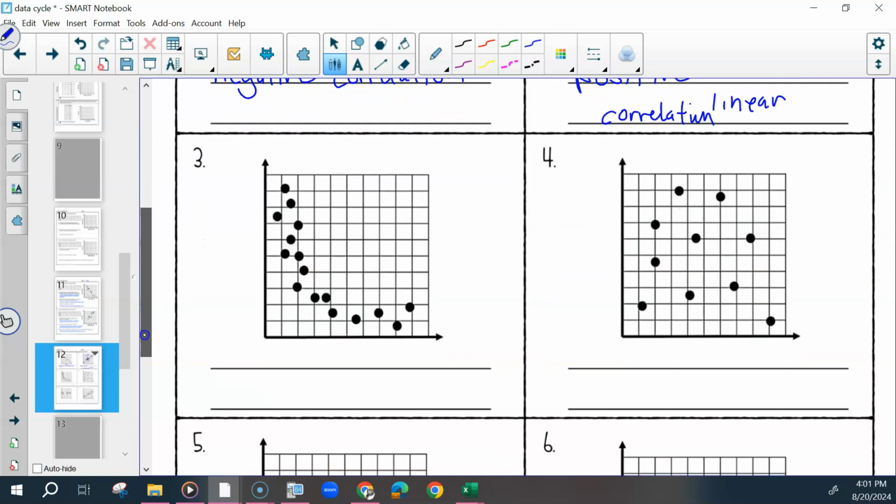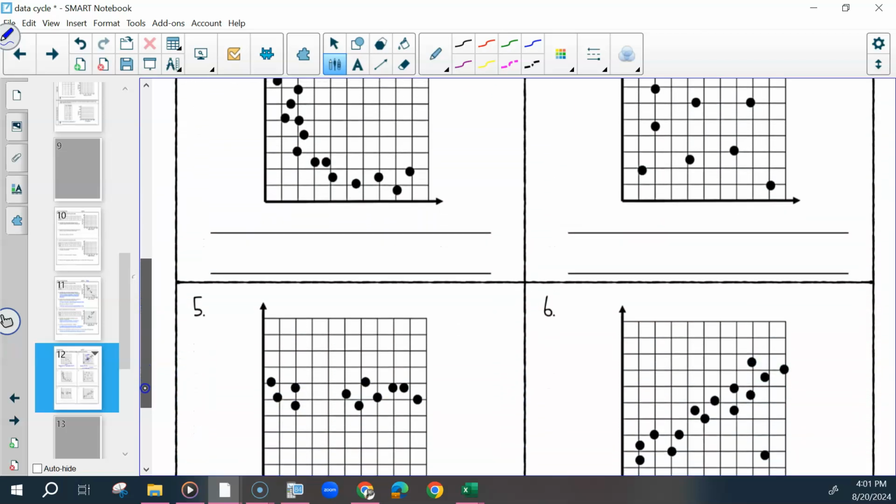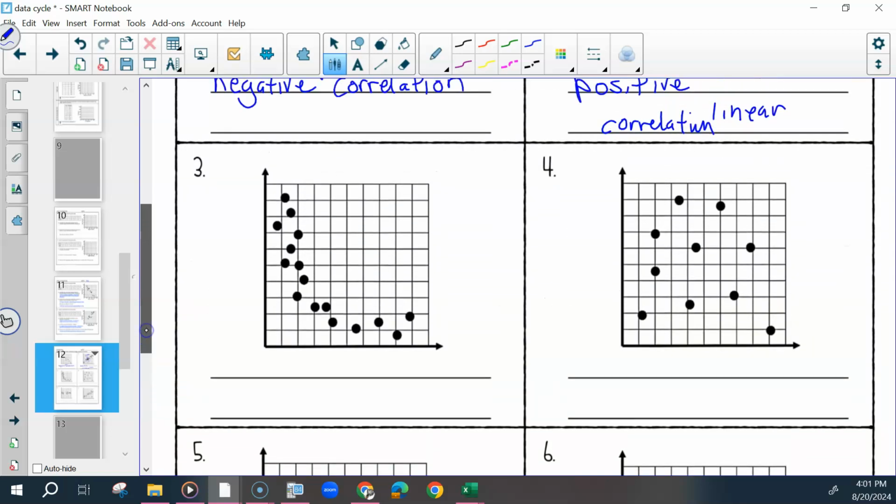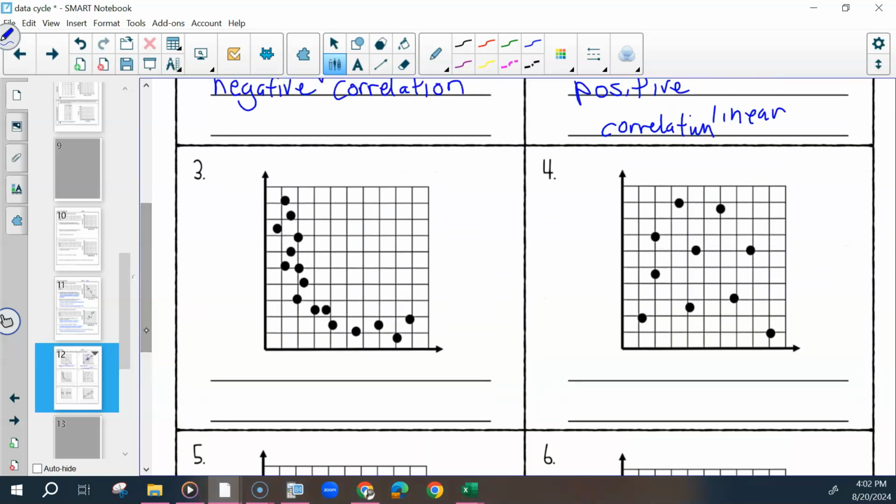And then let's do 3, 4, and then 5. And then we won't do 6. You could try 6 on your own. So 3 is not really making that line shape. Because of that, I can't even use words like negative, positive, or anything like that. I'm going to say that this is nonlinear. And later in the year, we will talk about what specific type of function, what shape that actually is.